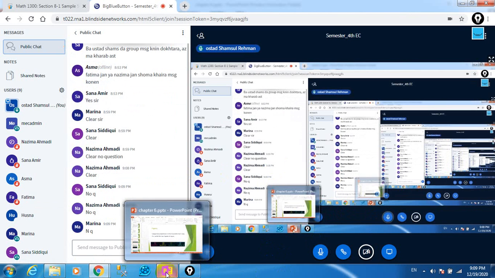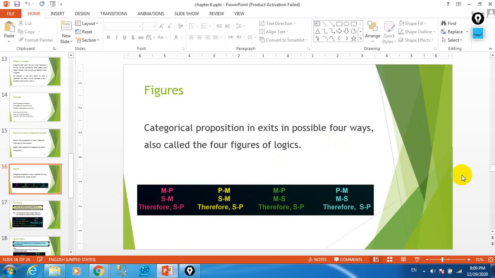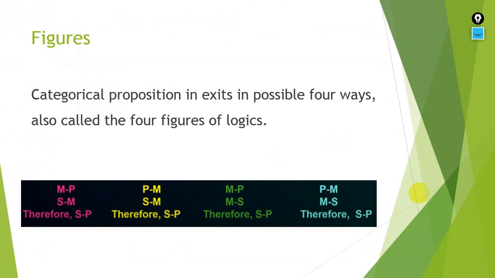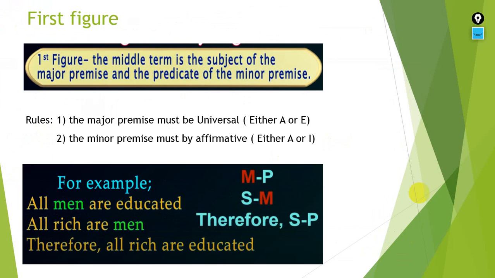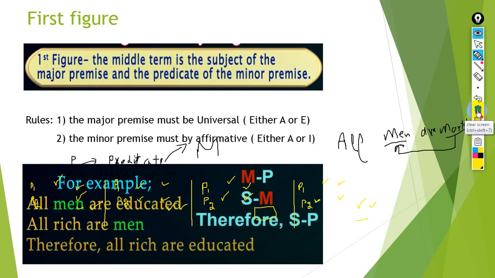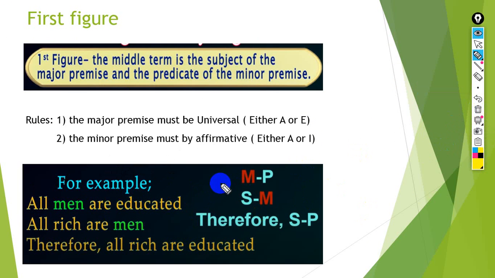Next, here I have given you an example for each of the figures. So first figure, what we have in first figure, here the middle term is the subject of the major premise and the predicate of the minor premise. It means that the middle term will be the subject in first premise and will be the predicate in the second premise.